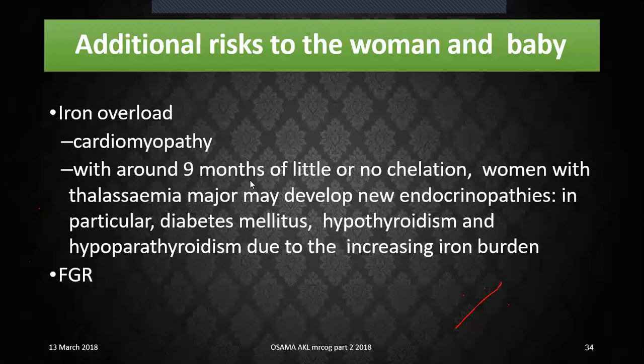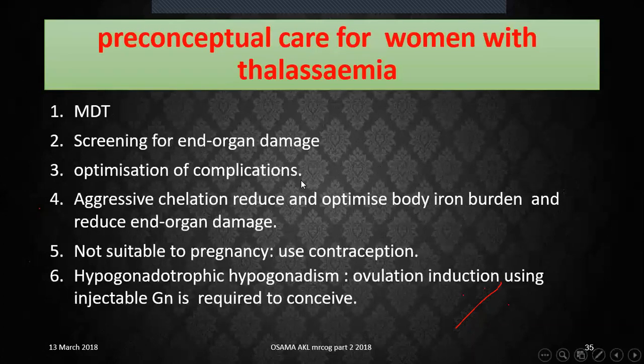That's why if a woman with thalassemia is searching for pregnancy, we need intensive chelation before pregnancy. And if there is increased iron load in the liver or in the heart, we can offer iron chelation in the late second trimester. Who will take care of this woman? It's MDT: internal medicine with hematology, obstetrician, and a nurse also interested in thalassemia.